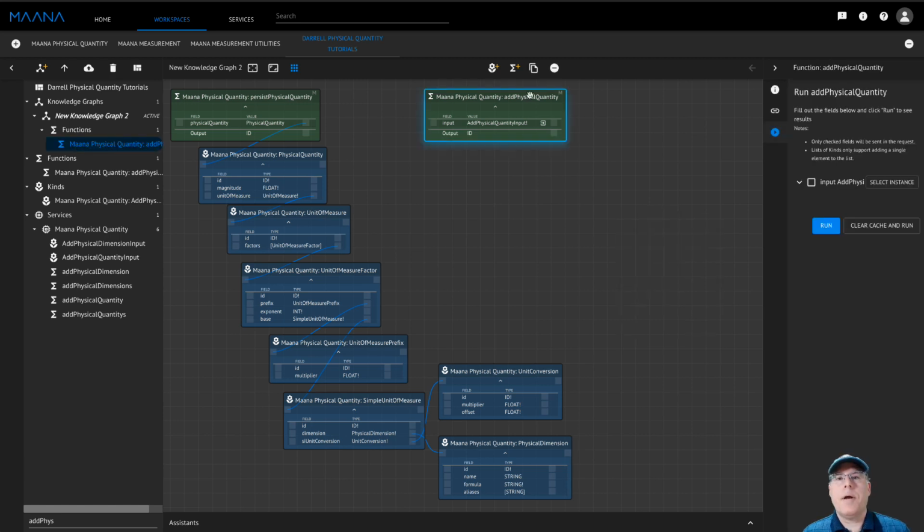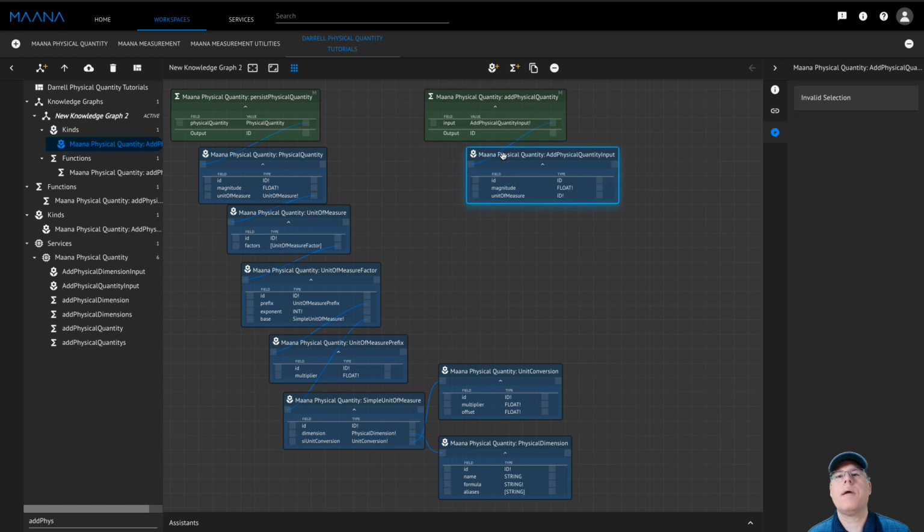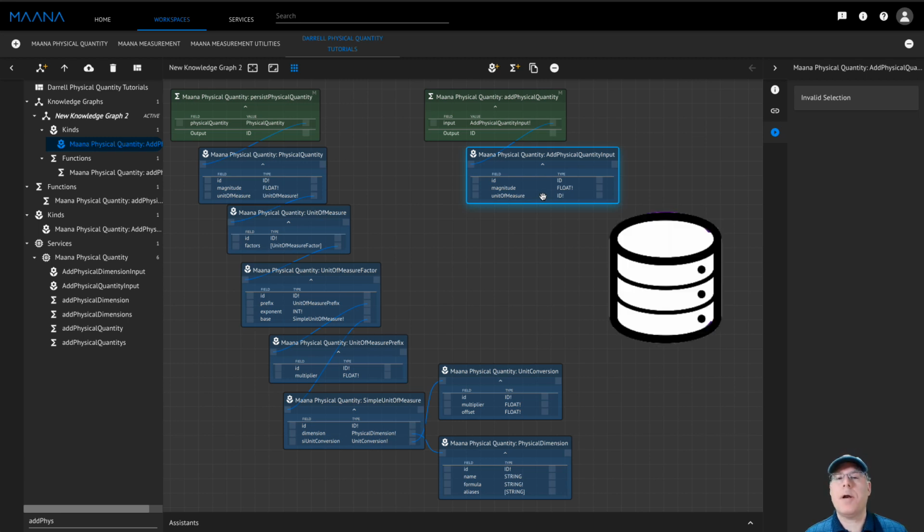The built-in CRUD operation, add physical quantity, takes as an argument an instance of the add physical quantity input kind. This kind is very simple compared to the physical quantity kind, and contains an ID of the unit of measure rather than the whole unit of measure structure. The built-in CRUD operator is best used when you're certain that the unit of measure associated with any physical quantity that you're storing is already stored in KindDB.